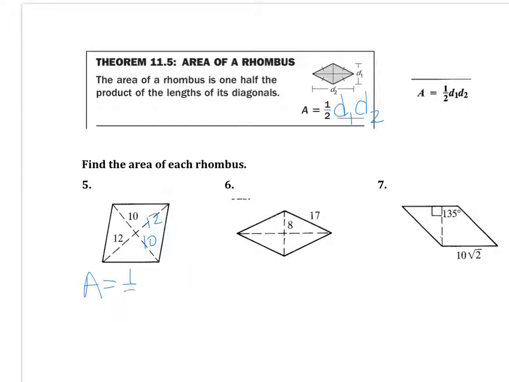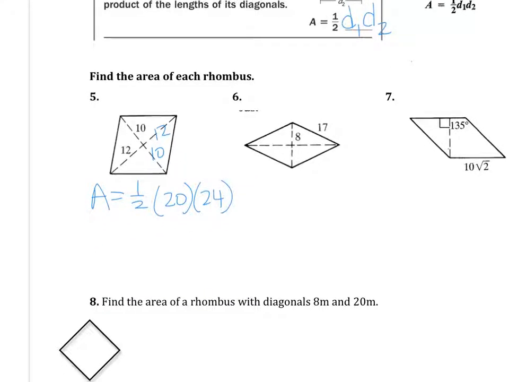So you have the full diagonals then are 20 and 24. Multiply 10 times 24, 240. Remember that the diagonals of a rhombus are perpendicular.